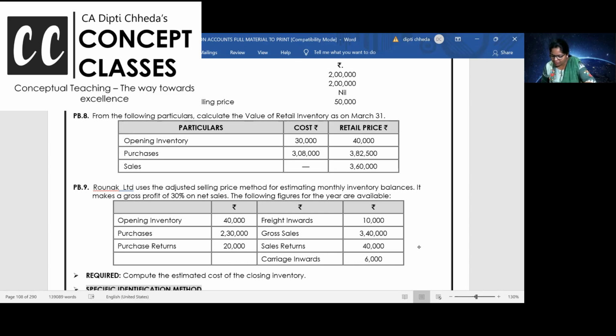First we can calculate the profit margin, no? Opening inventory is 30,000, purchases is 3 lakh, and sales. This time closing inventory at selling price is not given to you, but opening and purchases का पूरा दिया है. Opening and purchases का cost भी है, selling price भी है. So with this you can get how much is the profit margin. Yes, and then we can apply it. Chal.